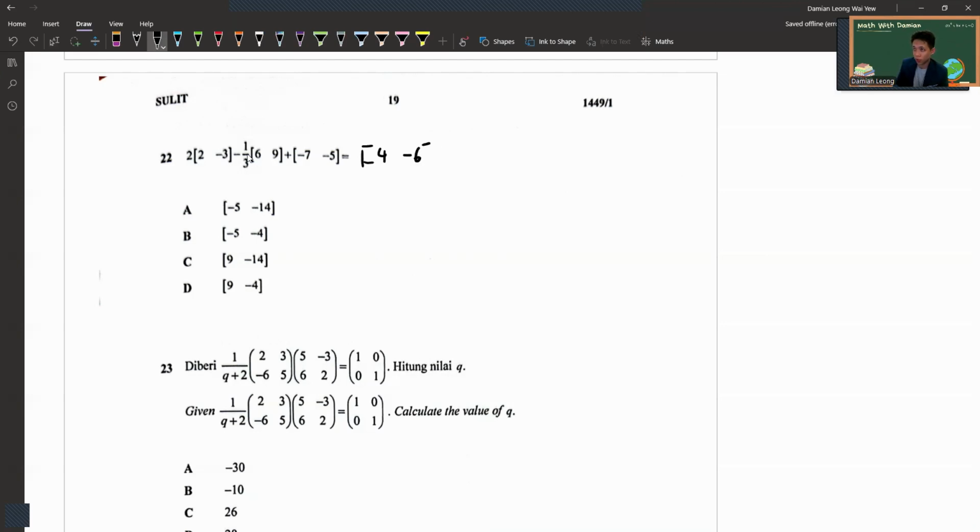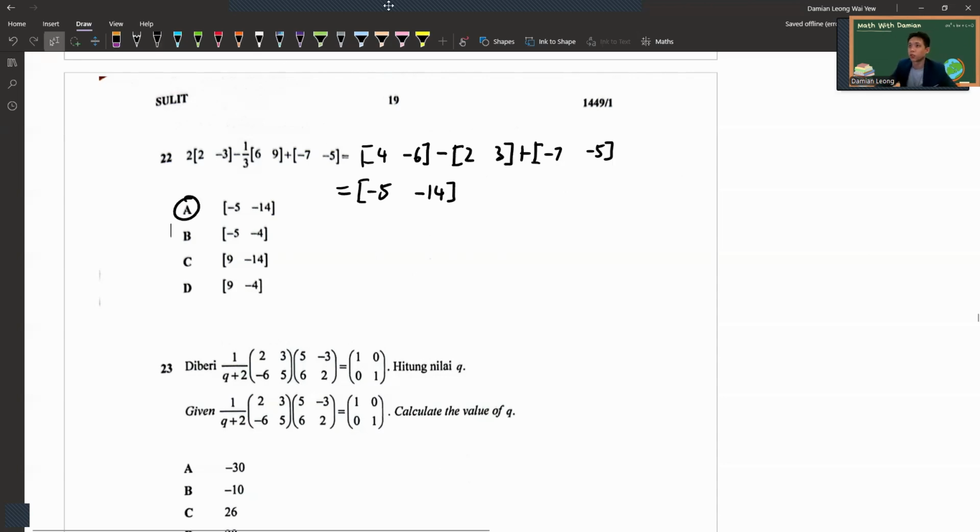2 times -3, -6. Minus 1 over 3 times 6 is 2. 1 over 3 times 9 is 3. Plus -7, -5. So just add and subtract all the elements in the same position. So 4 minus 2 plus -7, so 4 minus 2 minus 7, -5. -6 minus 3 plus -5 means -6 minus 3 minus 5, which is -14. Answer A. That's for question 22.